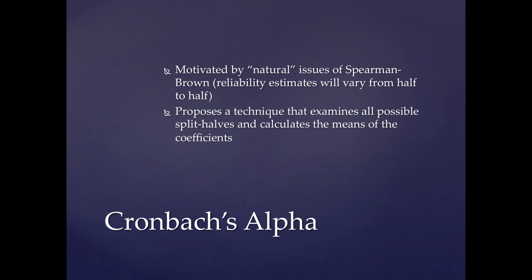Cronbach's Alpha claims that it examines all of the possible ways that you could split a test into two equal halves, and it'll calculate the mean of the coefficients, so it'll give you the average of the reliability coefficients for all possible split halves of a test.